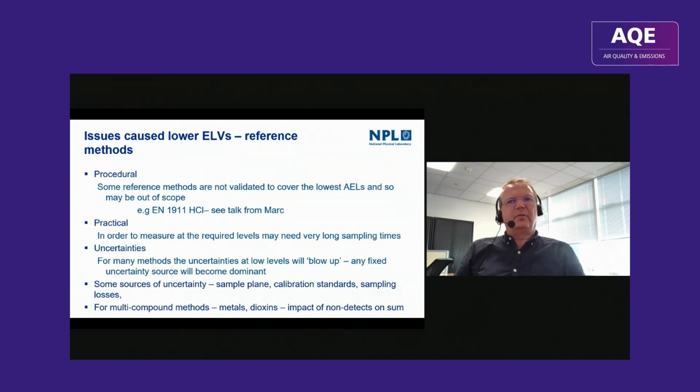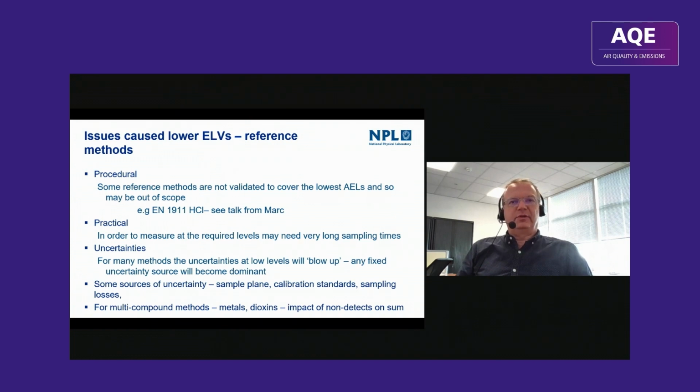There's a practical issue. For many of the SRMs in terms of wet chemistry, we can measure over a longer time to get more sample and improve their uncertainty. But of course, we will hit a practical limit in terms of how long you can actually sample for in a practical sense. In terms of the uncertainties, and I'll show some of this in some following slides, for many of the methods in a practical sense, the uncertainties really seem to blow up at low levels, and any fixed uncertainty becomes dominant as we get to lower levels. And some sources of uncertainty will, I suspect, become more important, and some of them have not really been critical.